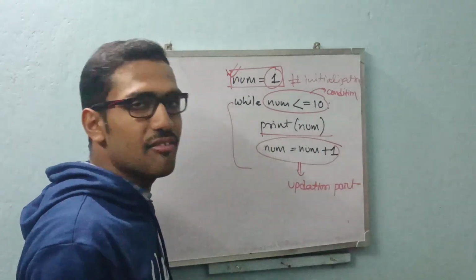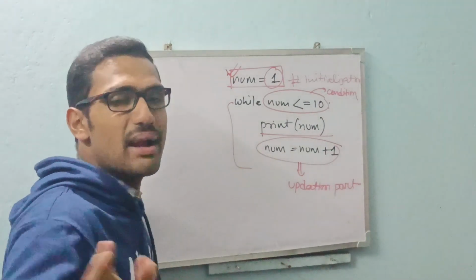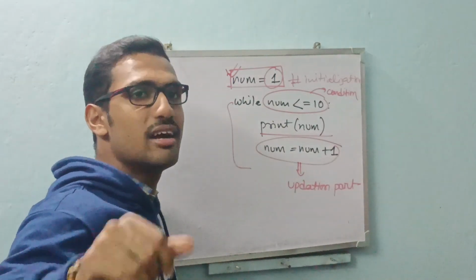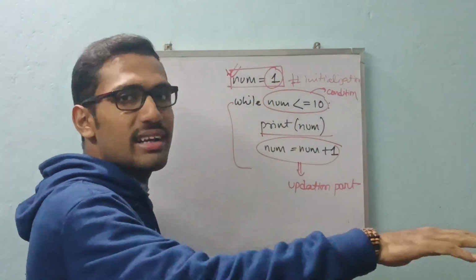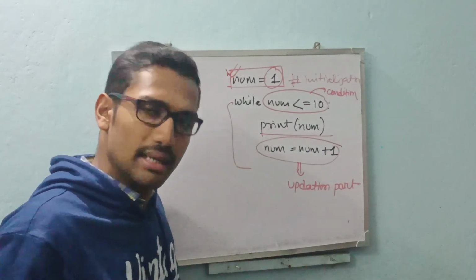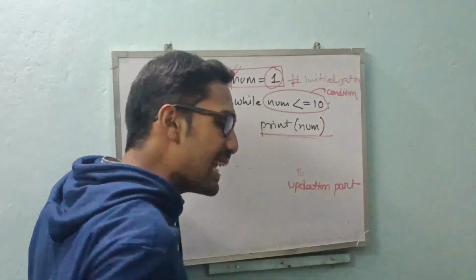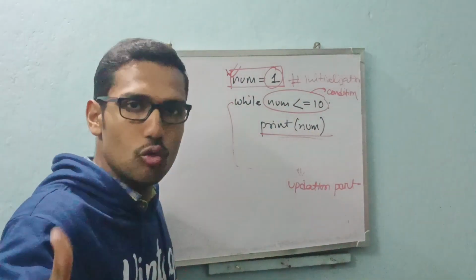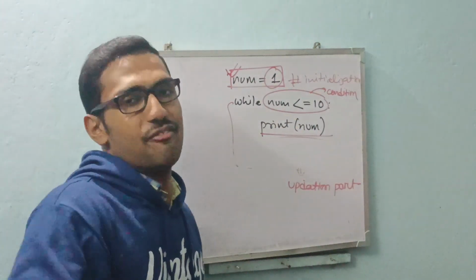So here I am incrementing the value of num. We can also decrement the value depending upon the question or the situation. In this question, what I need to do is print the values from 1 to 10, so from 1 I need to increase my value. That's why I'm incrementing it by 1. If I remove this portion, the value of num will always remain as 1 and the condition will always evaluate to true. Why? Because 1 is always less than 10, and this loop will become an infinite loop.